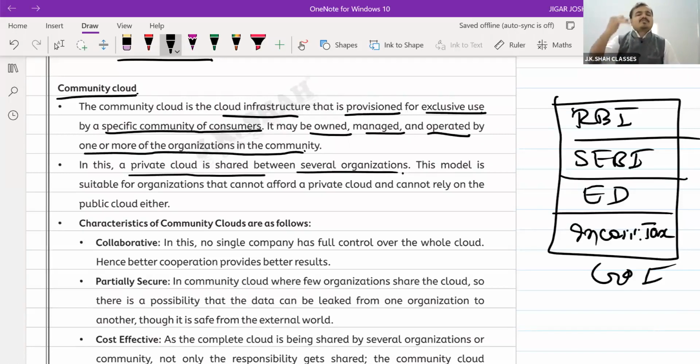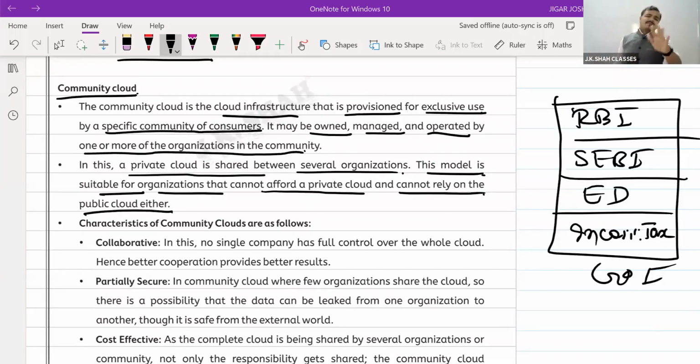The cloud is private, but it will be shared by different organizations. This model is suitable for organizations that cannot afford a private cloud and cannot trust keeping the data on public cloud. Private cloud is very costly, so I can't afford it. And on public cloud, I can't keep the data because it's risky. So I want private and public combined. And that is called what over here, sir?